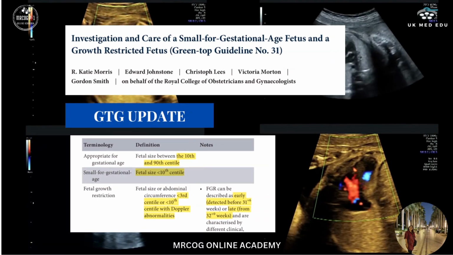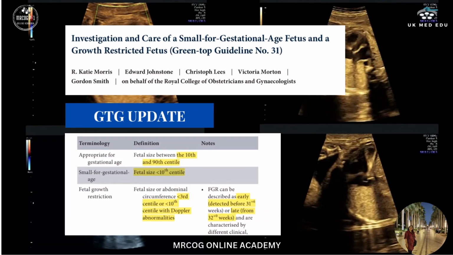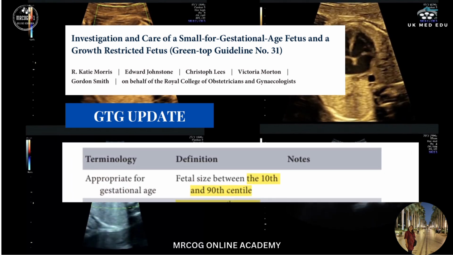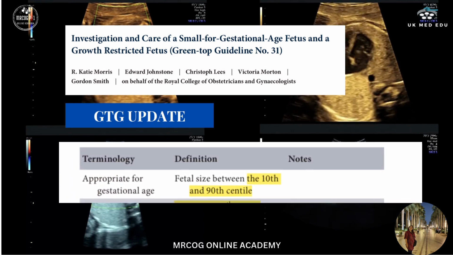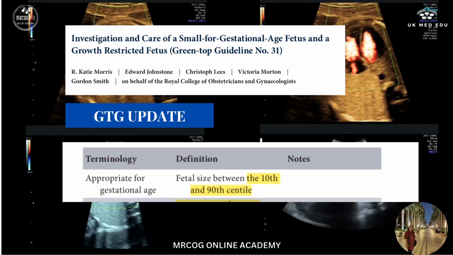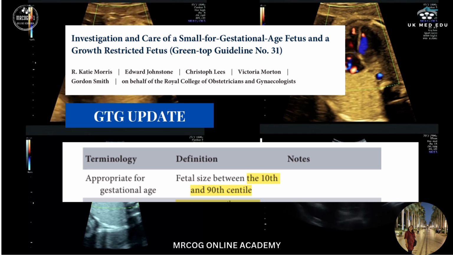Before we discuss the surveillance pathway, it's important to understand some key definitions. So the first one is appropriate for gestational age. What is the appropriate range for gestational age? When the estimated fetal weight is between the 10th and 90th centile, that is appropriate for gestational age.